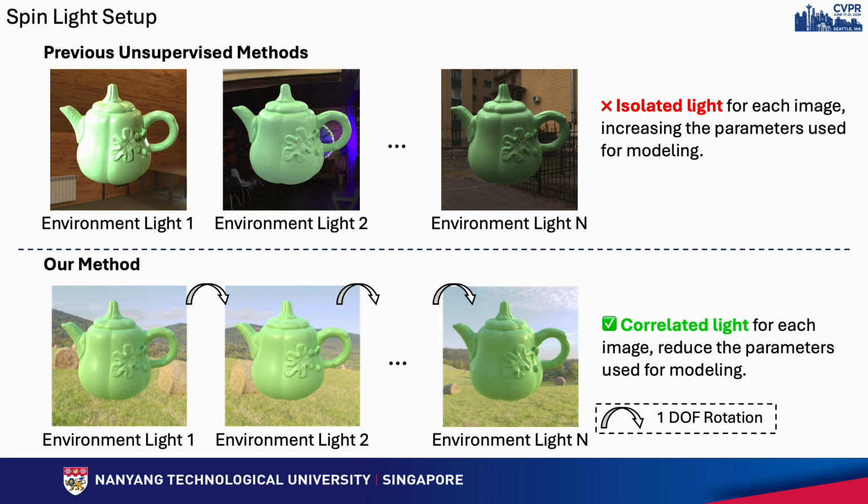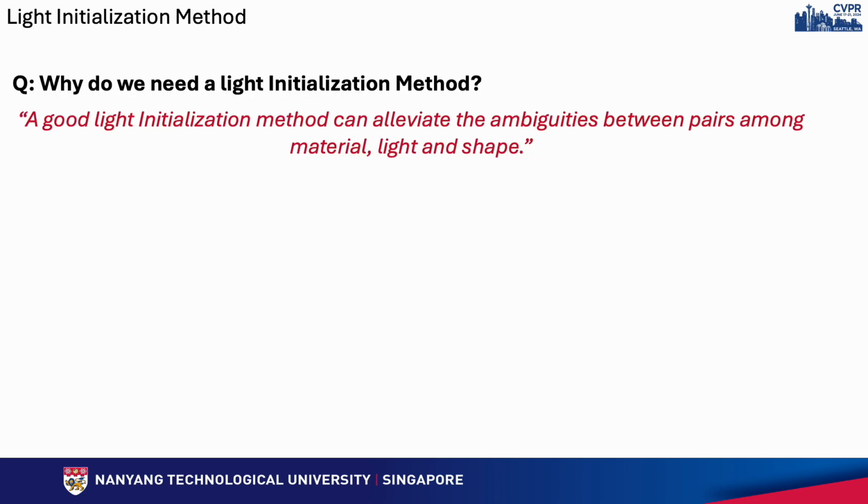We significantly reduce the unknowns for the light model by only modeling a unified light model with some low degree of freedom rotation matrix. Another benefit of this setup is we can derive a novel environment light initialization method, which is crucial for the unsupervised method to mitigate the ambiguities. It can significantly reduce the ambiguities between pairs among the environment light, material, and shape.